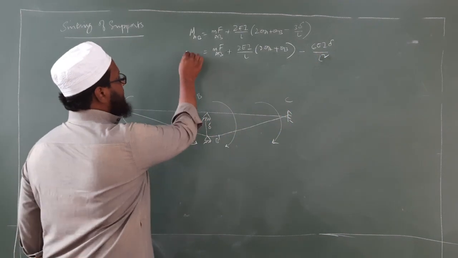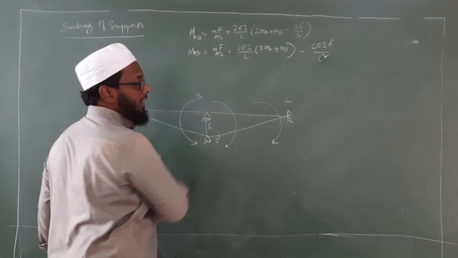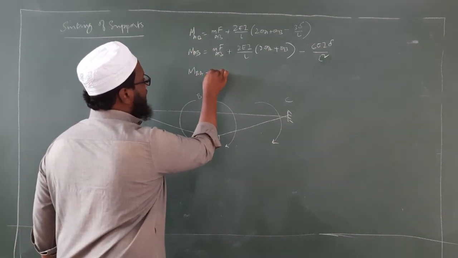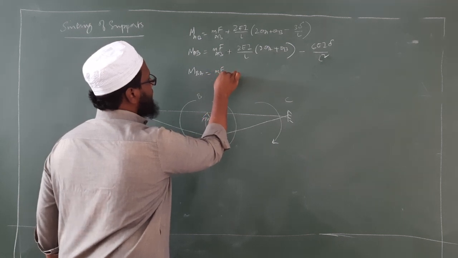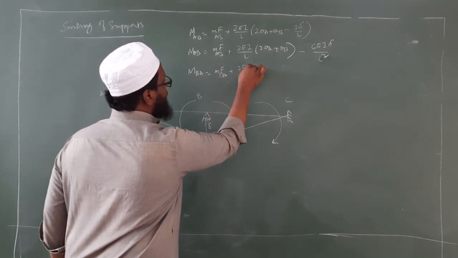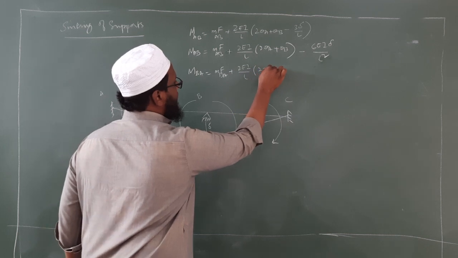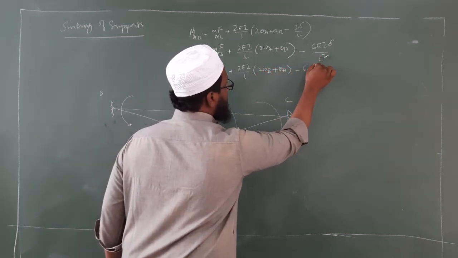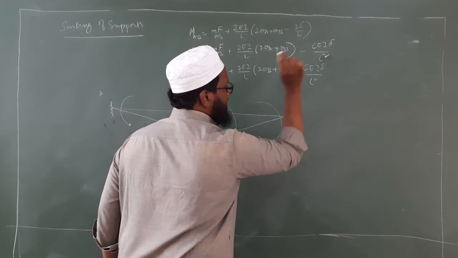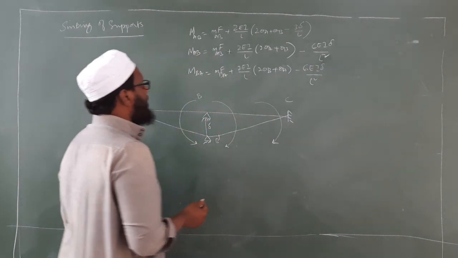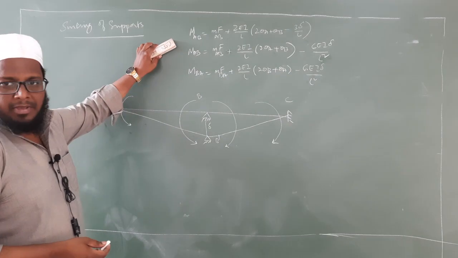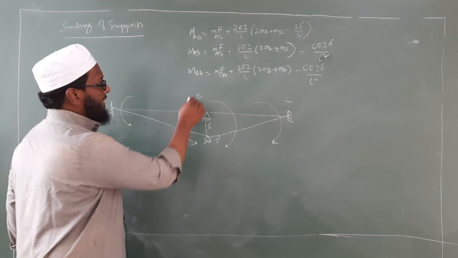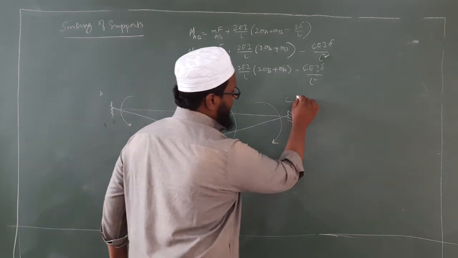Now see here, this is for MAB. Now MBA, what is MBA? MFBA plus 2EI by L into 2 theta B plus theta A minus 6EI delta by L square. Now this is for MAB, MBA. What about MBC and MCB? MBC, I'll write here.